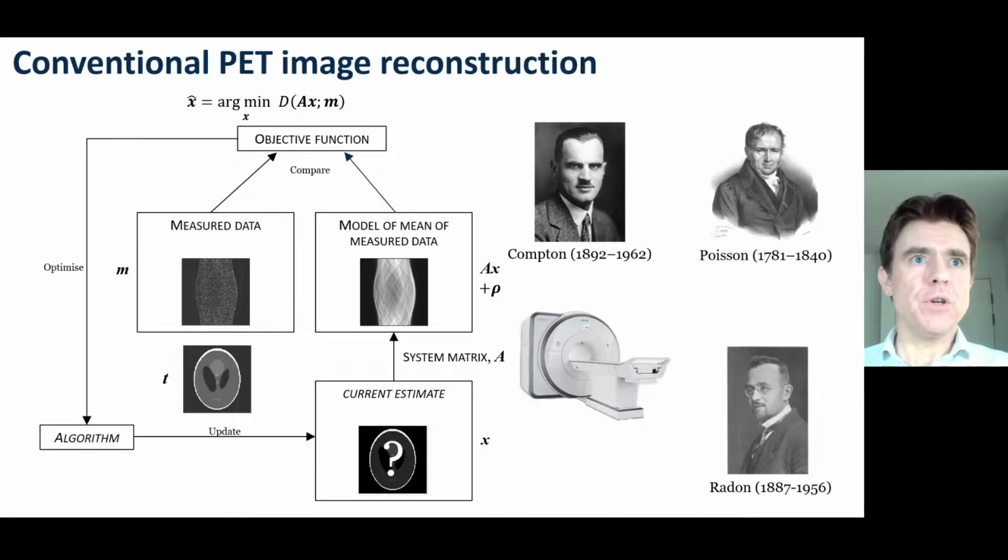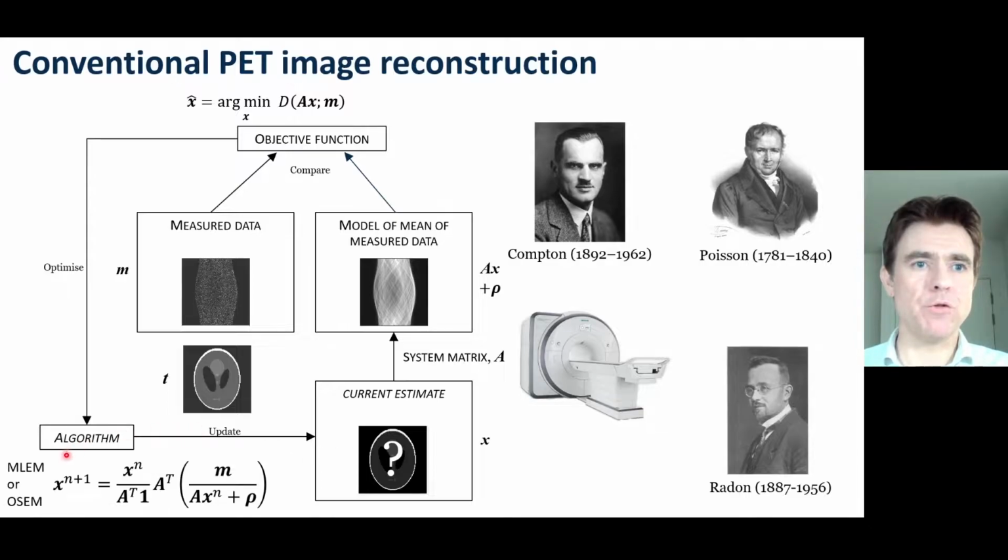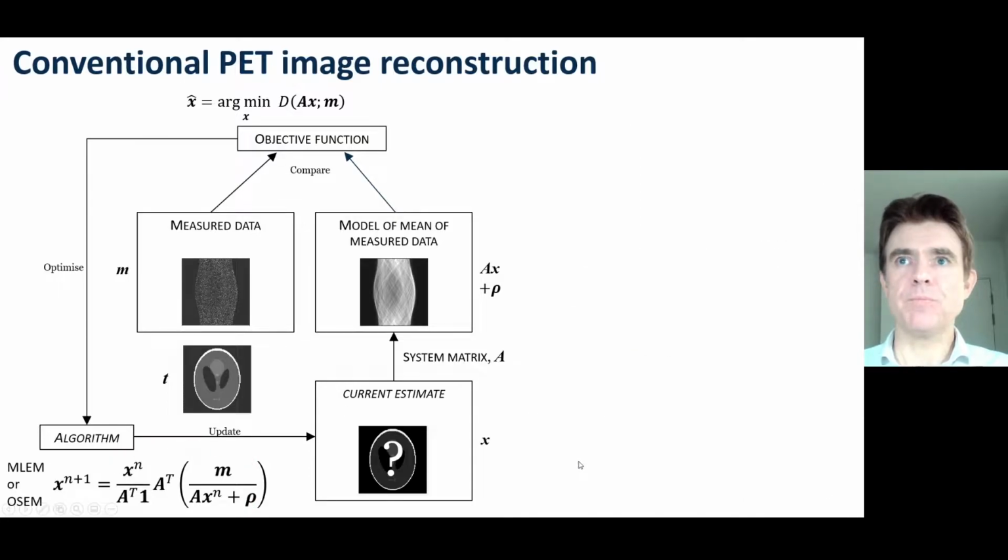So what we do is we do an iterative algorithm to iteratively improve the estimate of the vector X. And so the well-known algorithm for doing that would be MLEM or OSEM: forward project our estimate x_n, add on scatter and randoms background, compare to the measured data, back project, multiply, normalize by the sensitivity image, and we just iteratively update in that way.